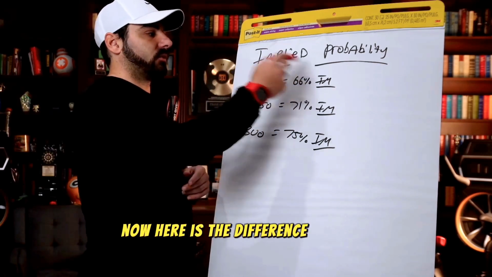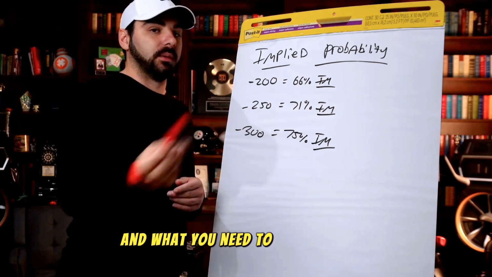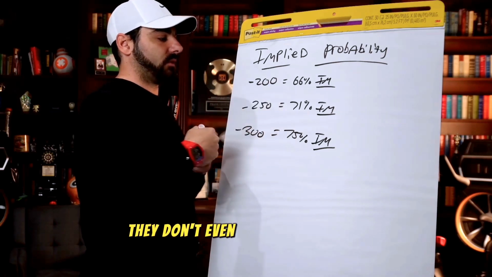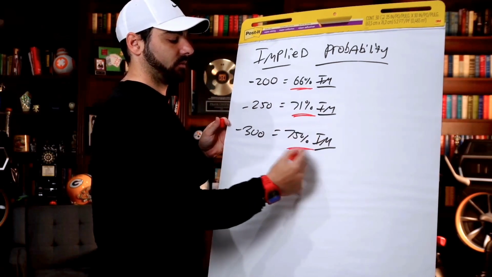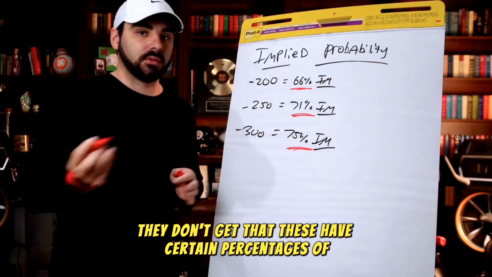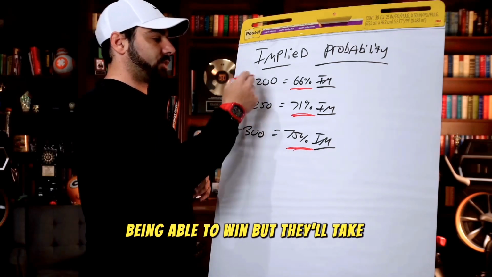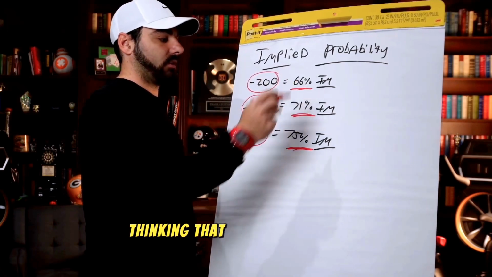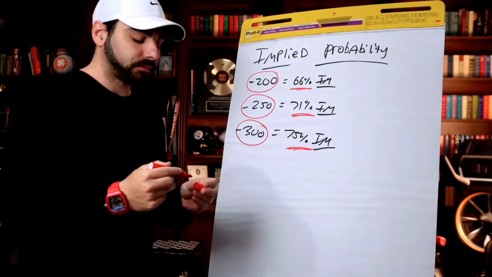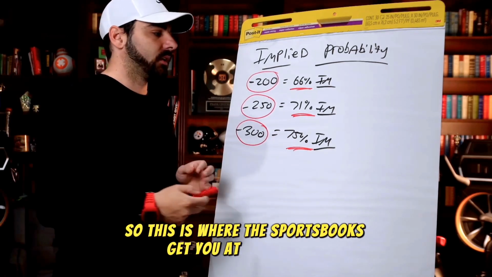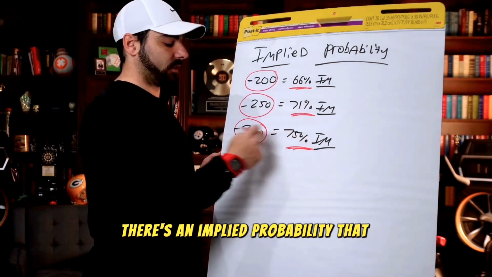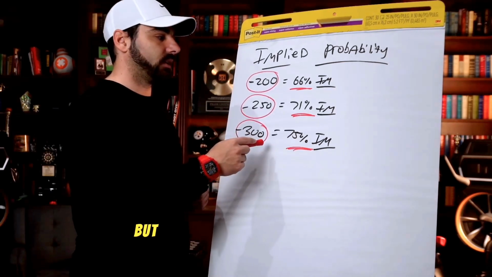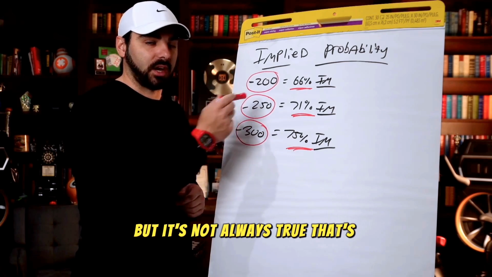Now, here is the difference between implied probability and what you need to be looking at, because most people make this mistake. First off, they don't even understand what this part is. They don't get that these have certain percentages of being able to win. But they'll take these plays blindly, thinking that this is the percent they're going to win long term. So this is where the sportsbooks get you, because yes, there's an implied probability that minus 300 is going to win 75% of the time, but it's not always true. That's where they get you.